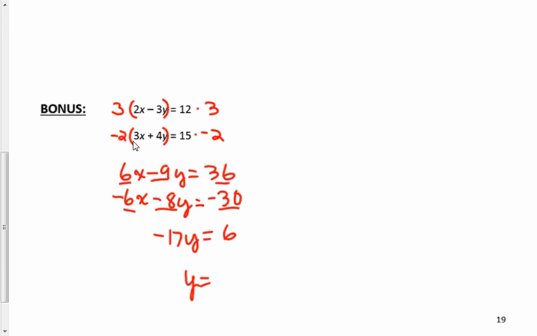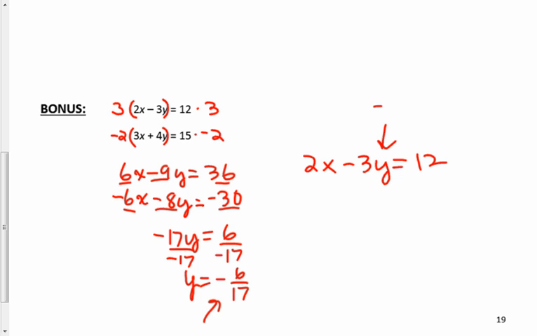And so now I'm going to divide both sides by negative 17. And I'm going to leave this as a fraction because as a decimal it becomes quite an ugly decimal. But I'm going to tell you right now that y is negative 6/17. You just have to go back and figure out what x is by plugging y into one of the two original equations. So put negative 6/17 there for y and figure out what x is.